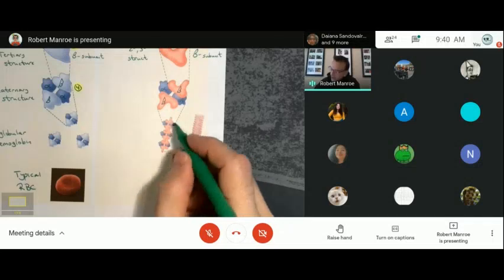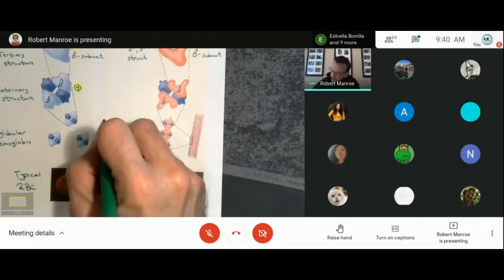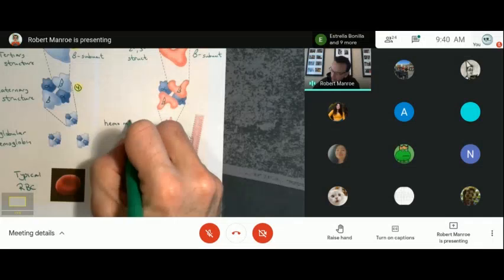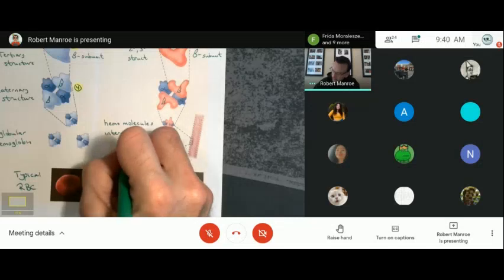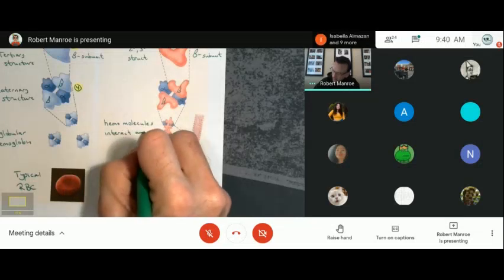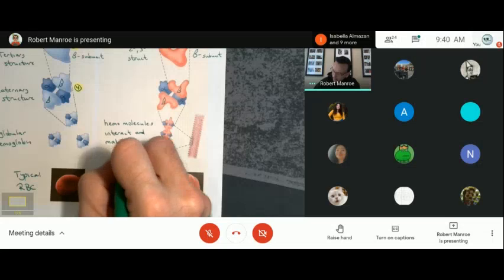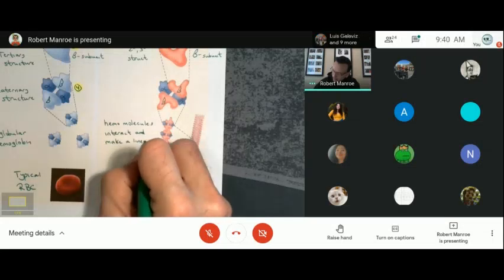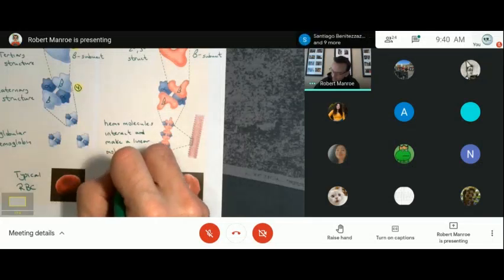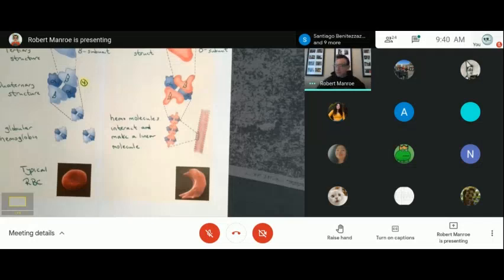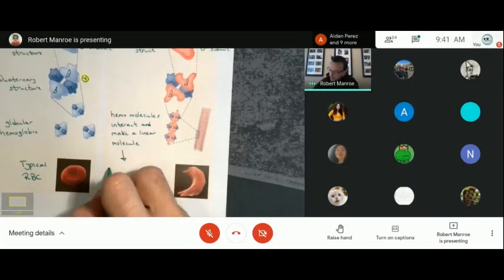And look at how they assemble. So the hemoglobin molecules interact, and they make a linear molecule. They make this structure here. It almost becomes a crystalline fiber. Okay. Well, why is that a problem?